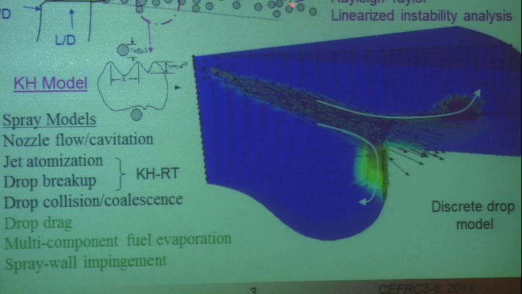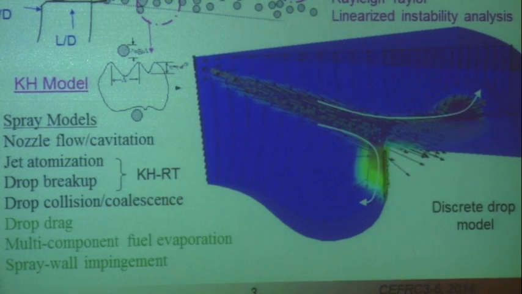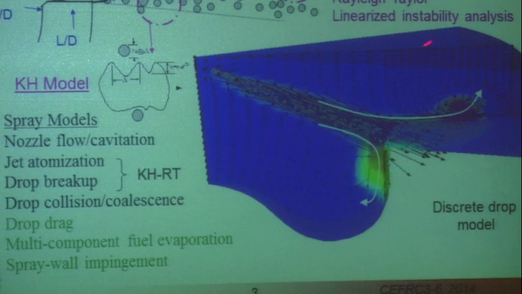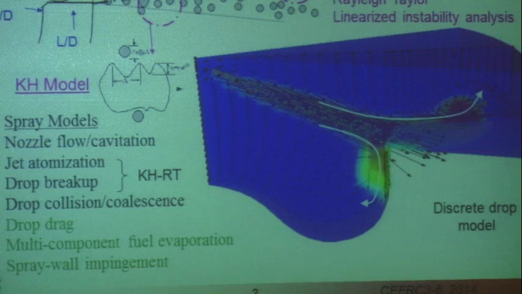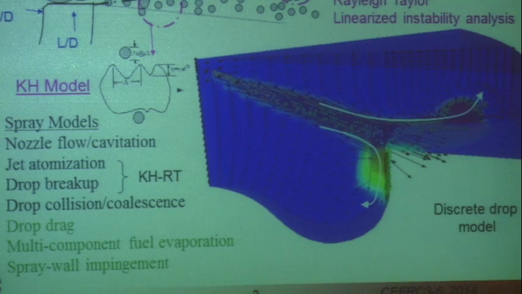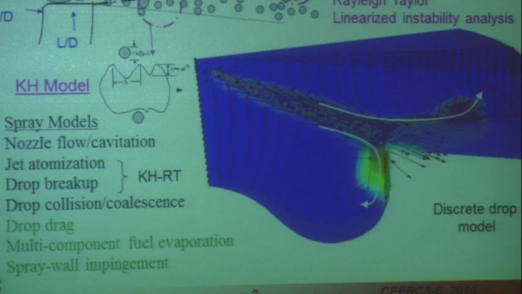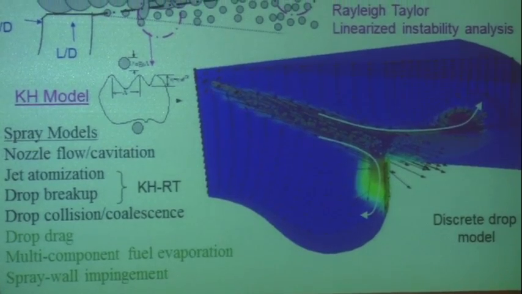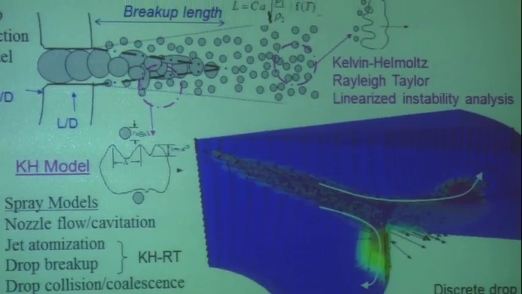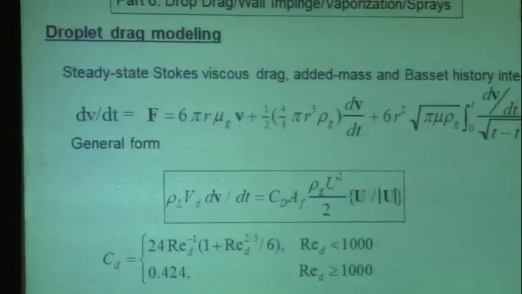Once these droplets are formed, they undergo breakup and collision and coalescence. And so we can track the droplets as they penetrate into the combustion chamber. They are exchanging momentum with the gas. That's where the droplet drag comes in. And then they are also vaporizing because the entrained air is high temperature gas, leads to the vaporization process. And eventually they can impinge against the surfaces of the piston in this example here. So we have to worry about spray wall impingement. So this is how the models are actually introduced.